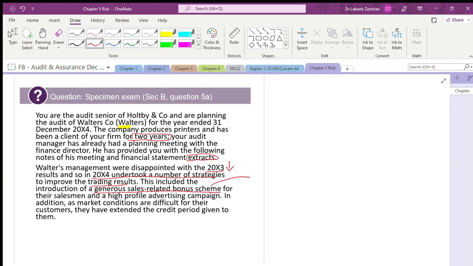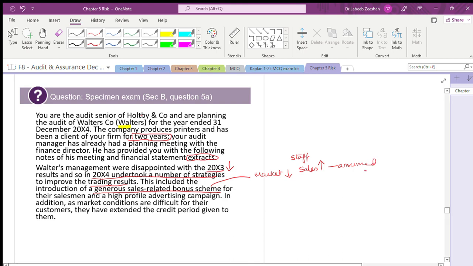Fine. Generous sales related bonus. See, when the market is down, definitely what will happen? You are asking the staff to increase the sales, is it right? You increase the sales, and automatically what will happen? They assume that the sales will increase. For this, what are they doing? They are giving the bonus.